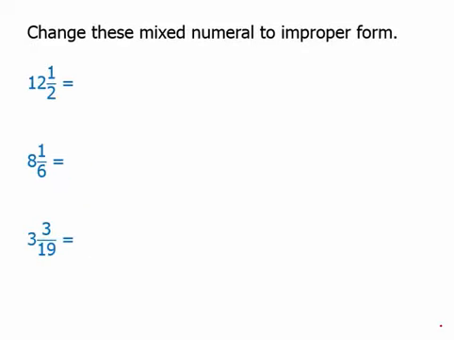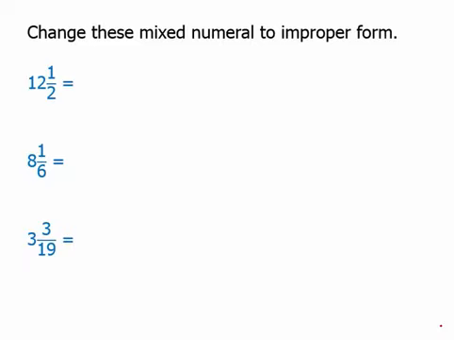Change these mixed numerals to improper fractions. Again, pause the video, work on these on your own, and then we'll talk about these. Okay, the way we do this is thinking about it in terms of fraction addition, because technically, between that integer and that fraction in each mixed numeral is an implicit addition sign. And so we find a common denominator.